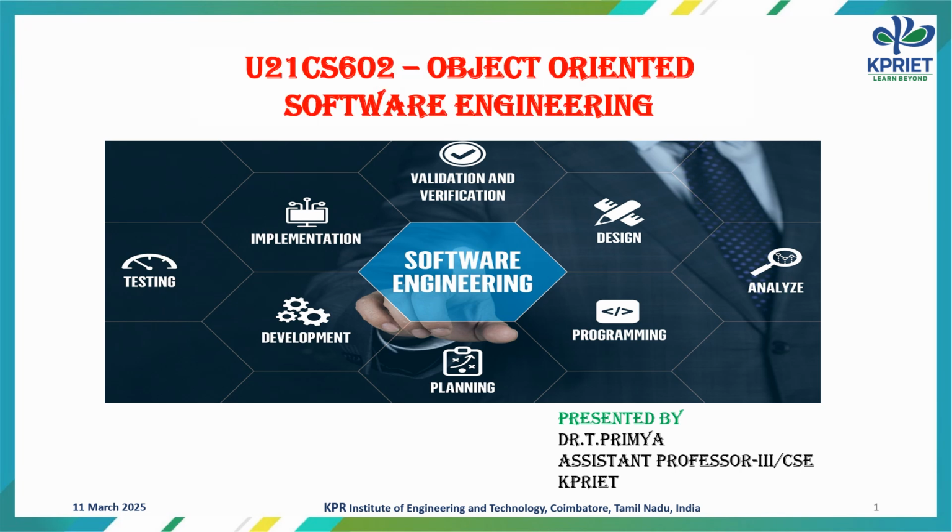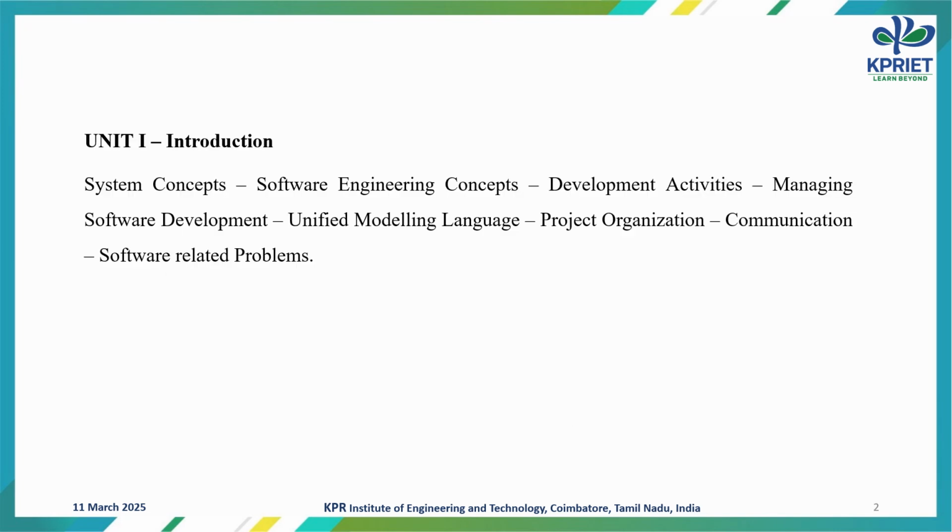Hi guys, today we are going to see about object-oriented software engineering. Our course code is U21 CS60. By the topic, we know that it is a combination of two key terms, object-oriented and software engineering. So, our first unit is about introduction.